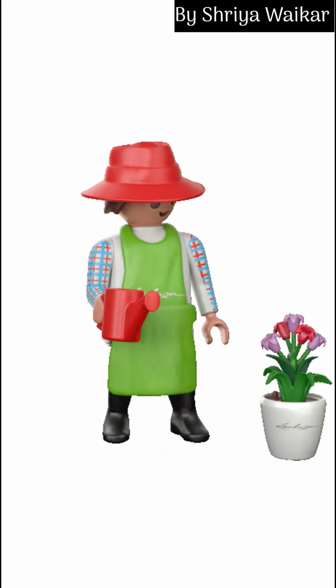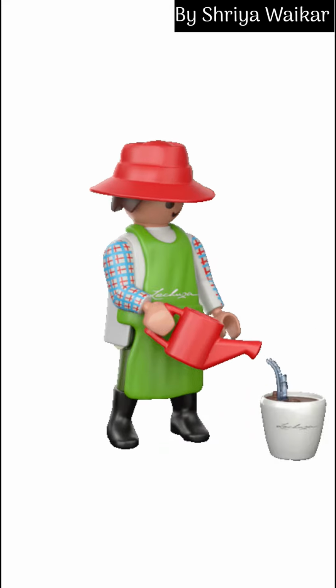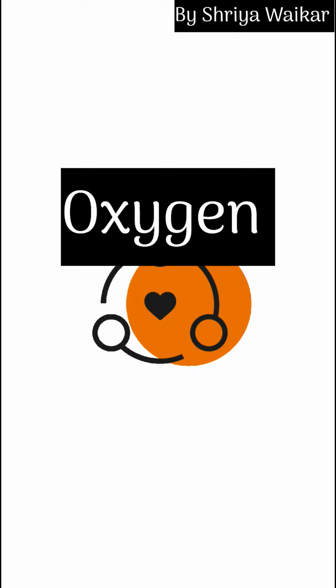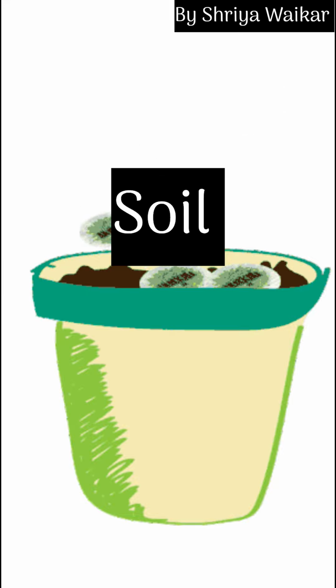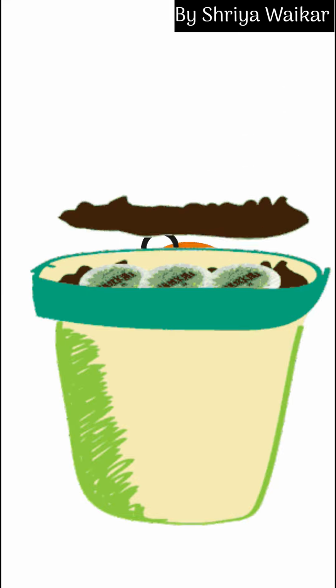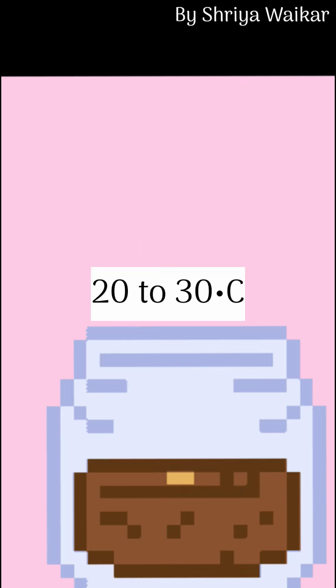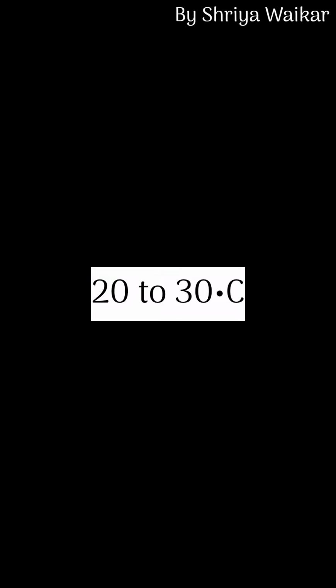And the essential conditions are: there is a necessity of water; oxygen is required for respiration; soil that is too waterlogged can drown the seed by depriving it of air; and temperature, as most seeds germinate optimally between 20 to 30 degrees Celsius, or 68 to 86 Fahrenheit.